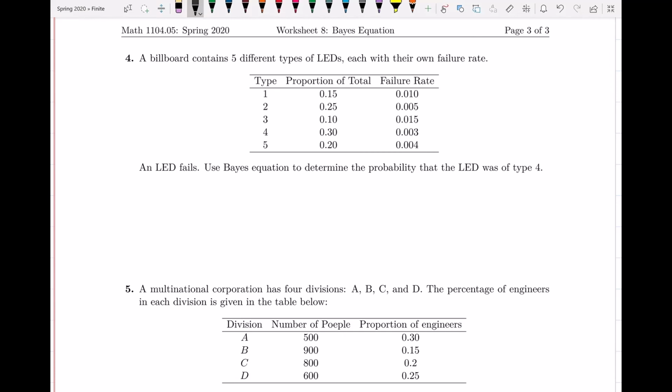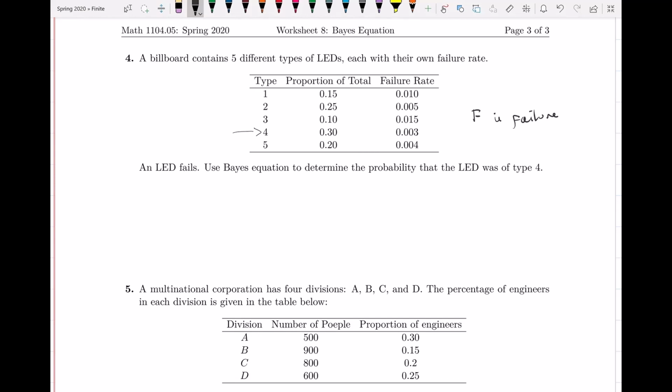All right, so F is failure. So probability of F is the probability of failure. That's just the name of the event. What we want to compute is that if an LED fails, what is the probability that it was of type 4? So type 4 is this one. And they're the most numerous of any of the types, but they also have a low failure rate. So let's see how that plays out.